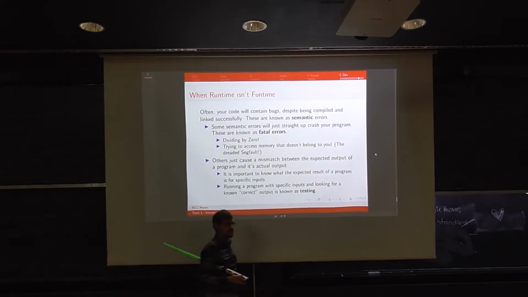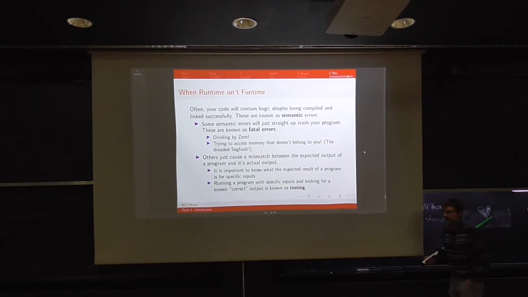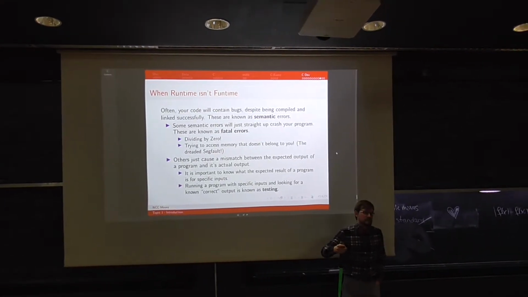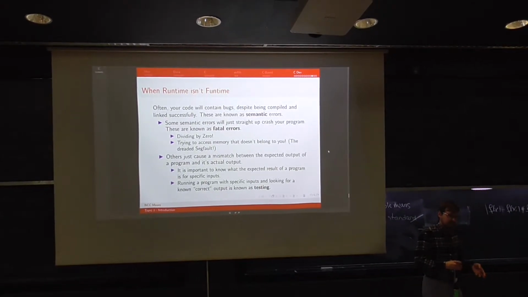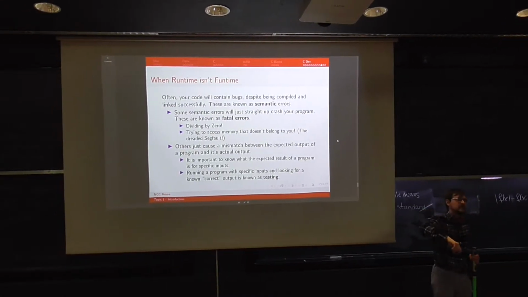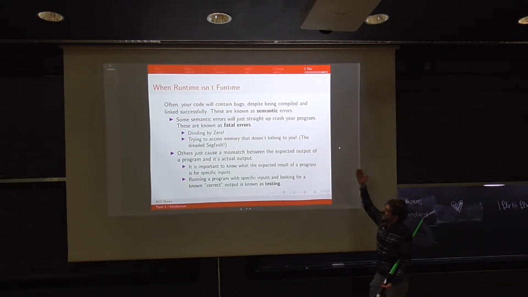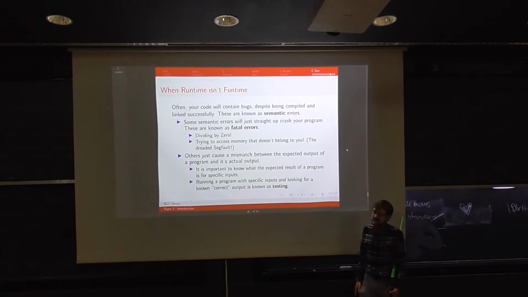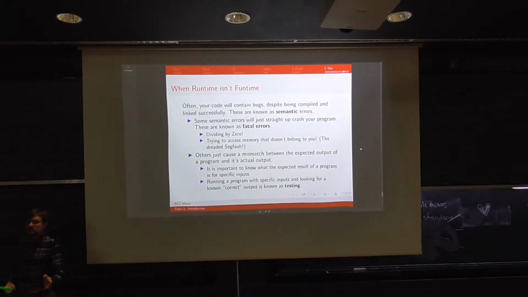Other types of errors, non-fatal errors, normally cause a mismatch between the expected output of a program and what it actually outputs. So this is what you would consider your program works most of the time, but if you give it this specific case, then it doesn't give you what you expect, right? That is also a type of semantic error, but it is a non-fatal semantic error.